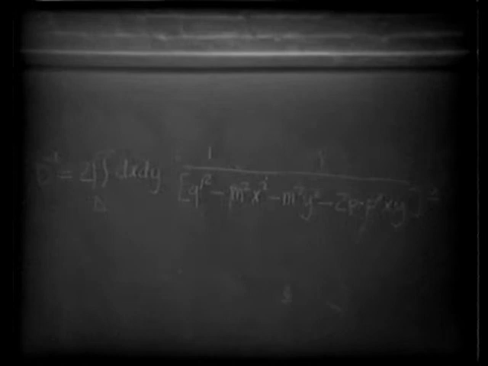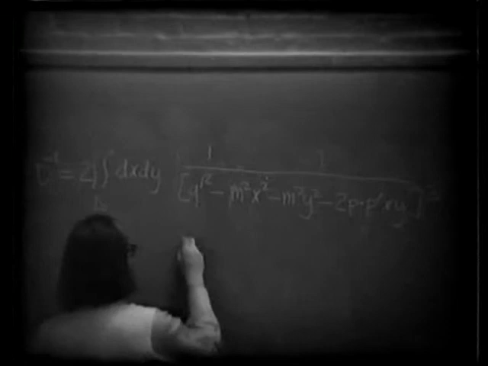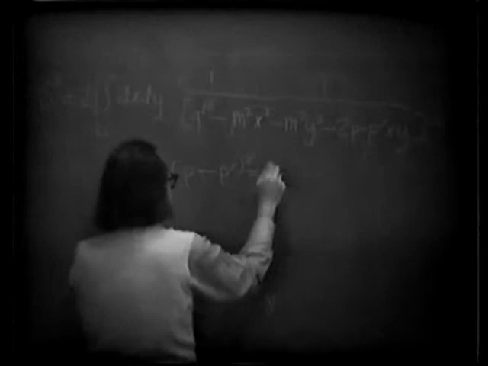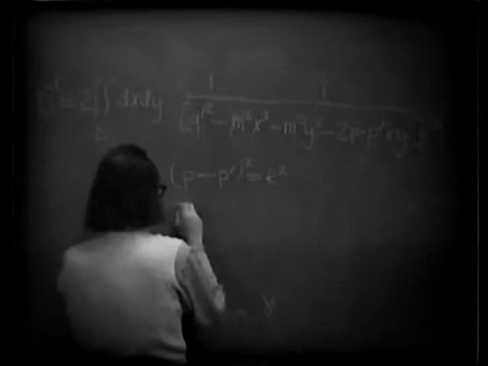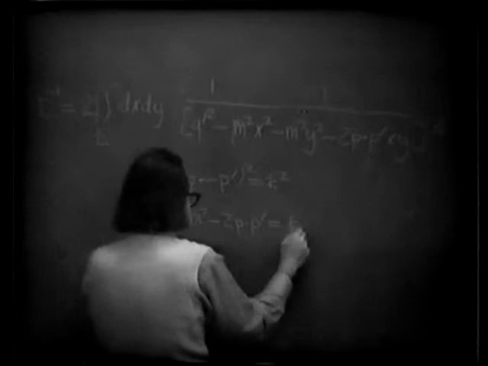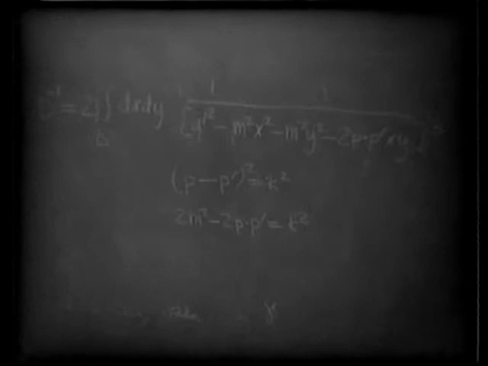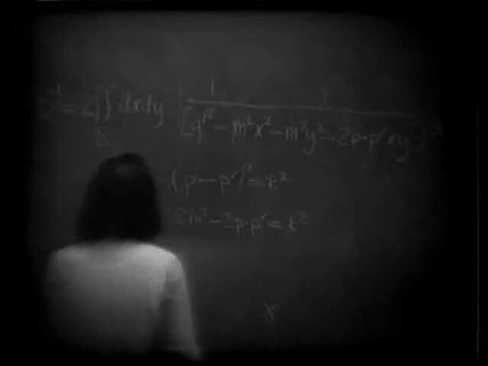Now, we can simplify this even further for our purposes. P minus p prime squared equals k squared. Therefore, 2m squared minus 2p dot p prime equals k squared. Now, we are not interested in terms of order k squared. We're very much interested in terms of order k because they'll mark the F2 form factor. Terms of order k squared are just going to give us corrections to F2 as k squared moves away from 0. Therefore, up to terms of order k squared, which we don't give a damn about, we have a very simple expression for the denominator.